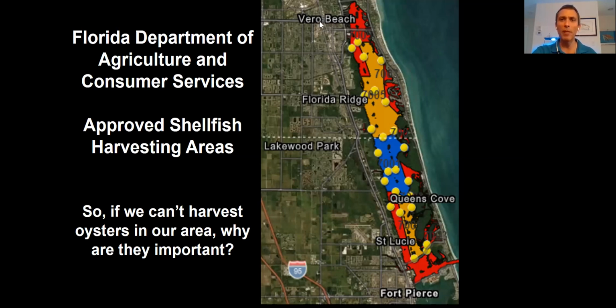It runs from Vero Beach at the top down to Fort Pierce at the bottom. Other than a small area around Harbor Branch, which is approved for some limited clam harvesting, we're not allowed to harvest oysters to eat in our part of Florida. And actually, south of Fort Pierce, there are no approved or regulated shellfish harvest waters on the east coast of Florida.